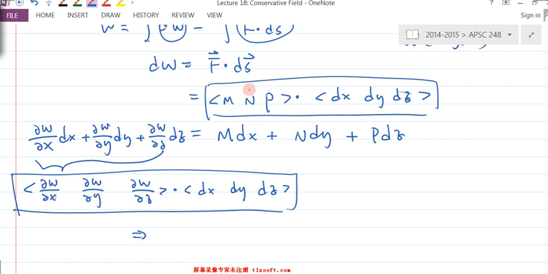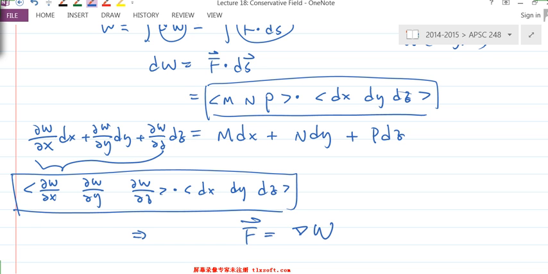That means this vector has to equal this vector here. And what's this vector? This is the vector field F. And what about this one here, partial W partial x, partial W partial y, partial W partial z? What do we call this? Gradient. This is the gradient, del W. So by doing these steps, you got F equal to del W.